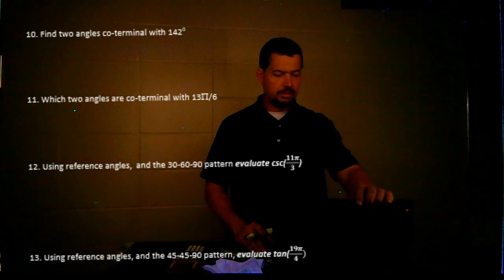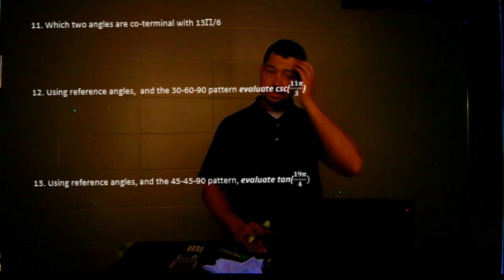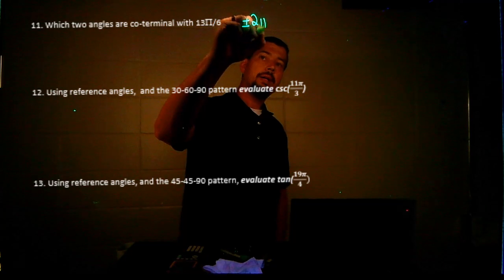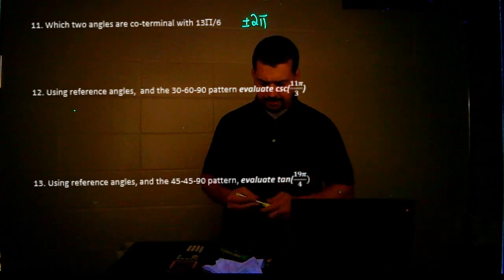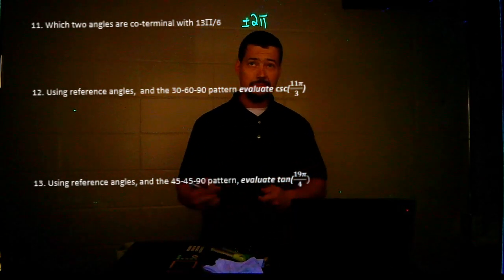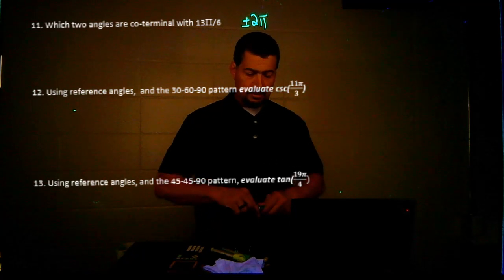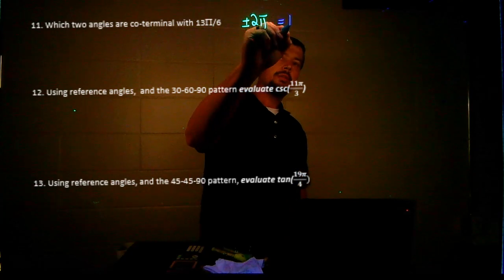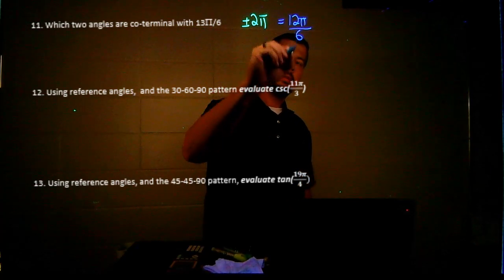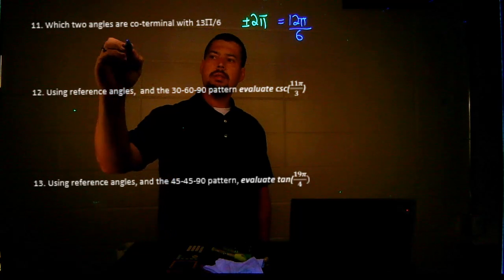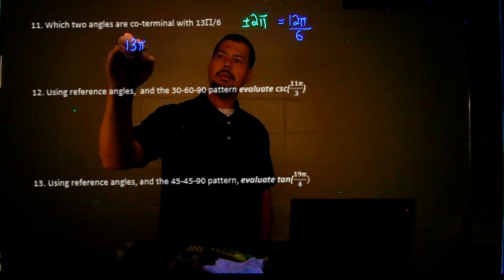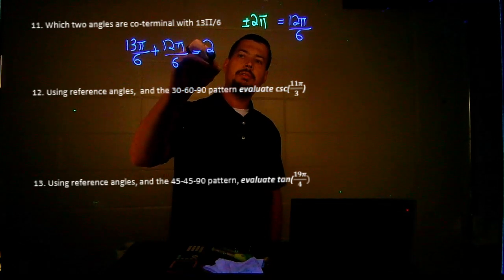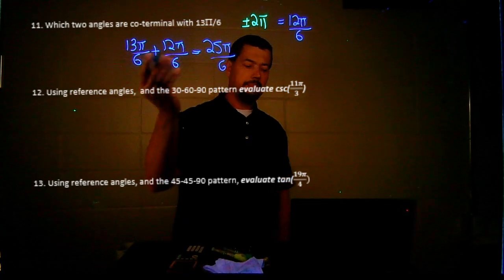All right, which two angles are coterminal with 13 pi over 6? It's kind of the same concept, except here we're going to add or subtract twice pi. Now, I don't know why, but I feel like doing this the old school classic way, which is by hand. So I'm seeing a pi over 6, and 2 pi would be 12 pi over 6. Hopefully you understand that. So I got a 13 pi over 6. If I add 12 pi over 6, I would get 25 pi over 6. That might be an answer.